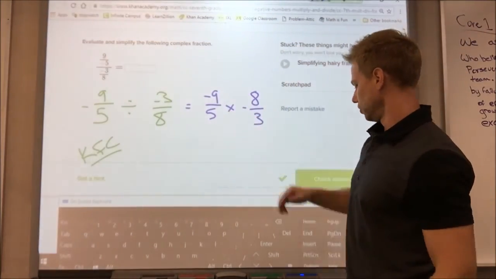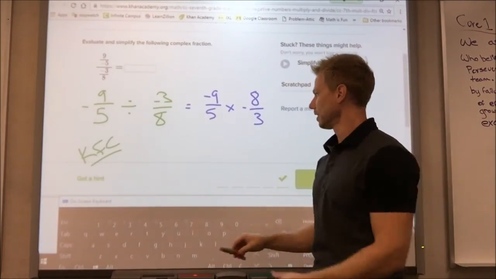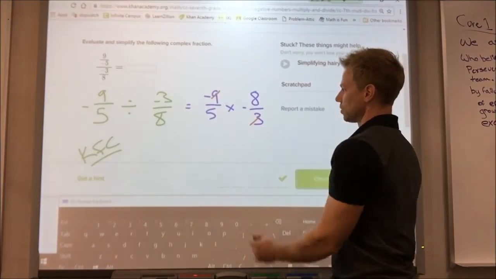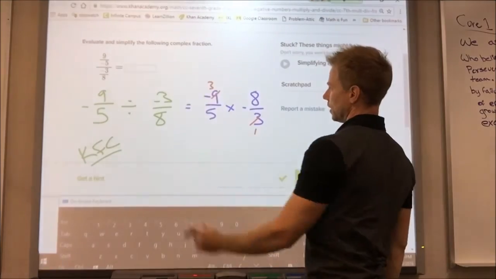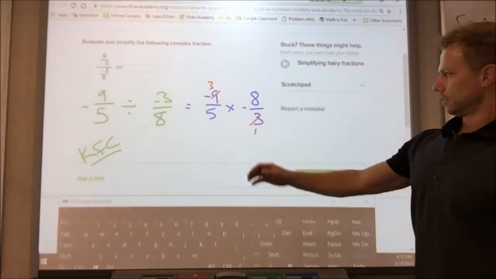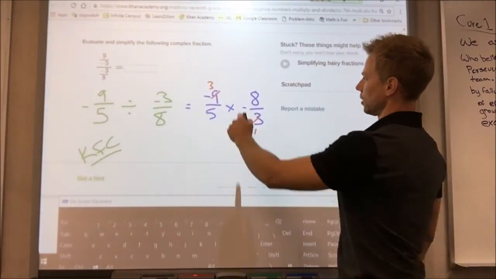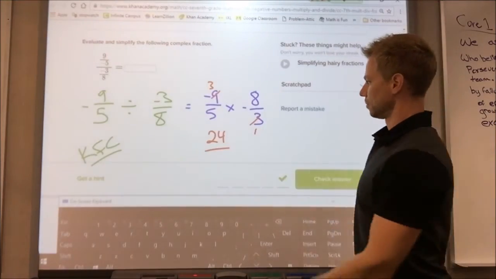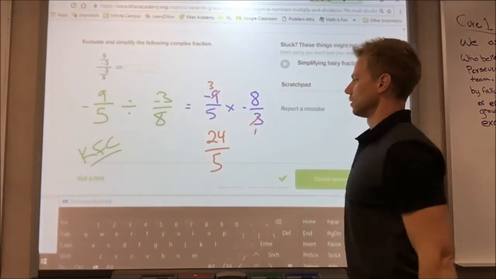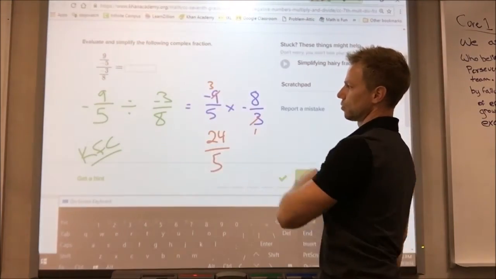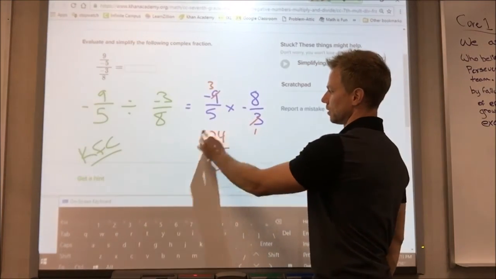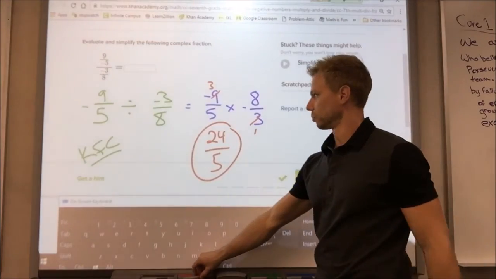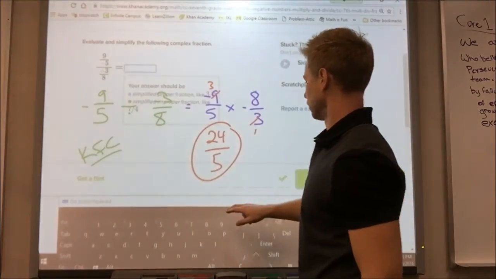Look if we can reduce, which here we actually can, because 3 goes into 3 once and 3 goes into 9 3 times. Now we can multiply across. 3 times 8 is 24. 5 times 1 is 5. 2 negatives when you're multiplying or dividing make a positive, so our answer would just be 24/5.